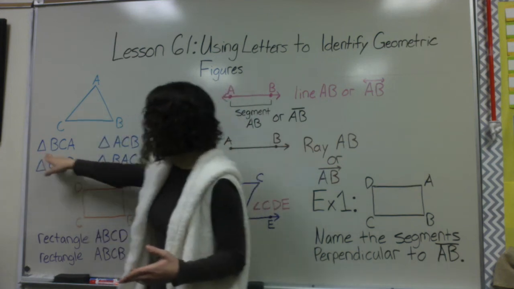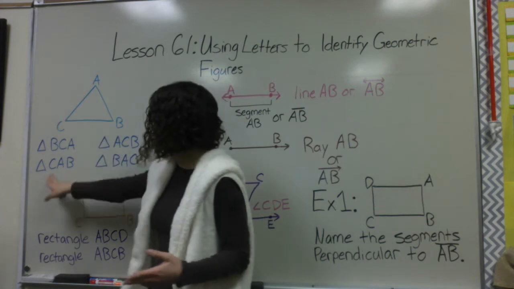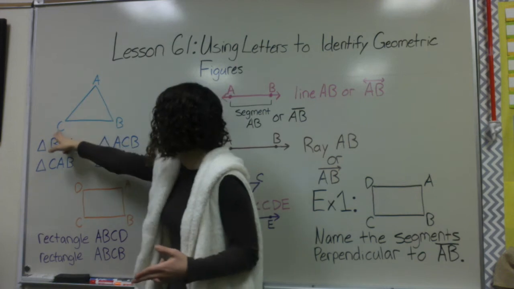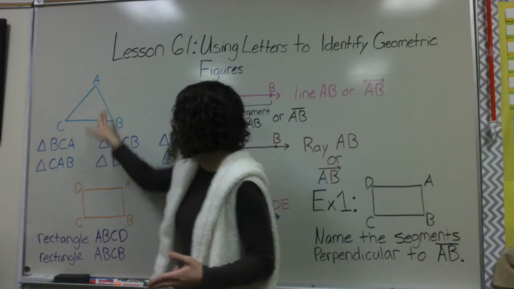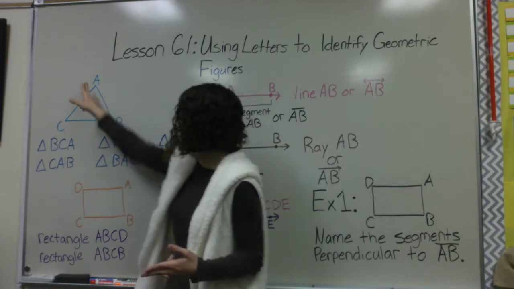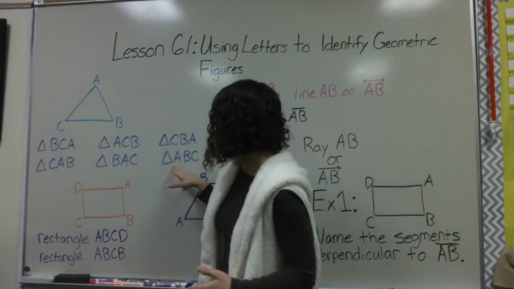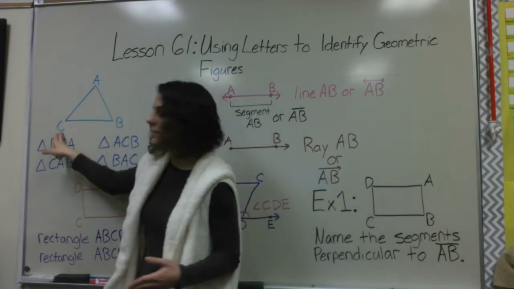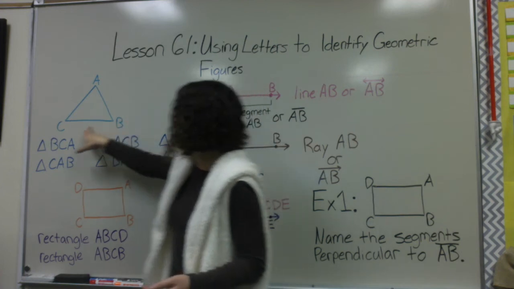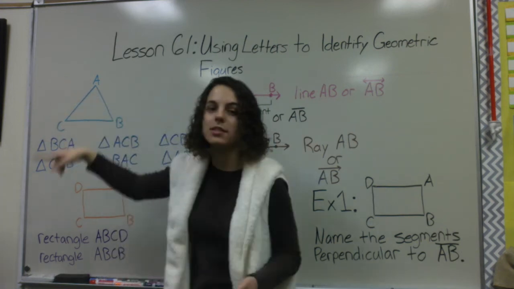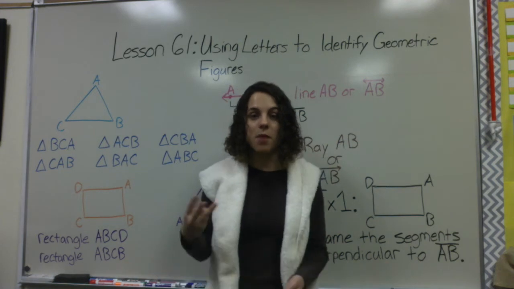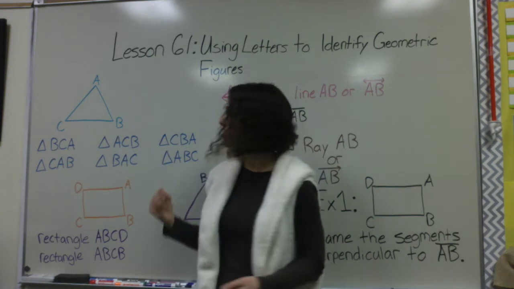So this would be triangle BCA, or it could be triangle CAB, or triangle ACB, triangle BAC, triangle CBA, triangle ABC. I can give it multiple names as long as I'm following the lines across, but with triangles, it is impossible to jump across lines and to name it really incorrectly as long as you name all three letters or all 3 points of the triangle.